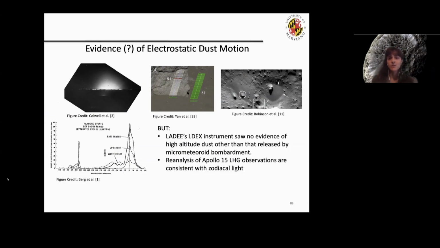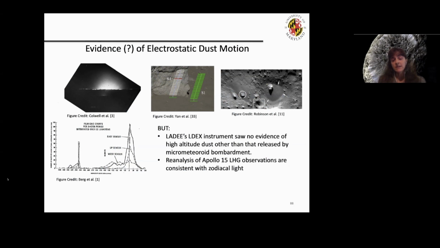So what evidence do we have that electrostatic lofting or levitation actually occurs? Well, the first piece of evidence came from the Surveyor and Apollo era. So when these spacecraft went through local sunset, they observed a glow above the horizon that they thought was caused by light scattering off of small dust particles hovering above the surface. And this was called the lunar horizon glow.